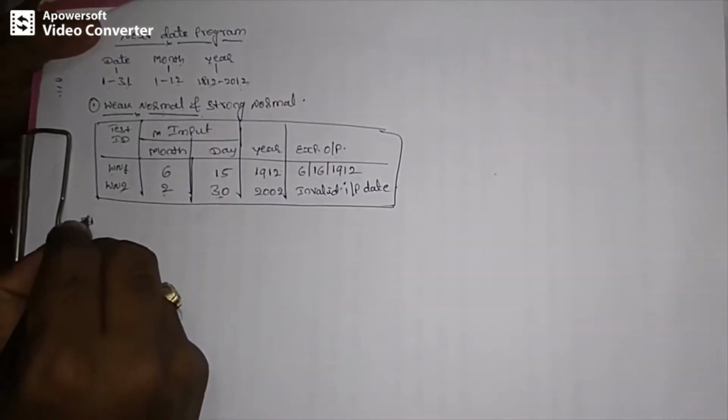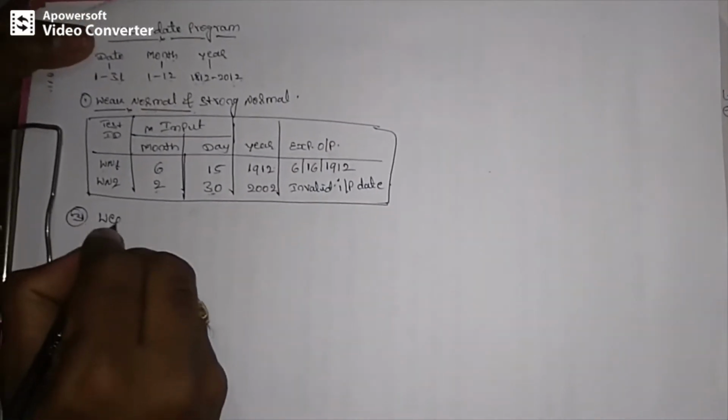Now I will move to the third category, weak robust.